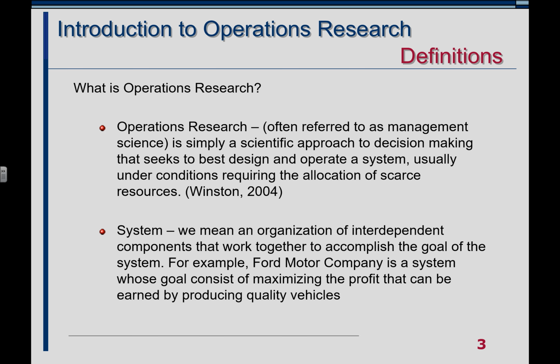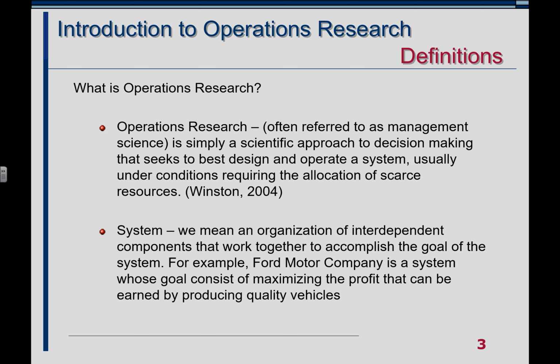If your resources aren't scarce, then usually it's pretty easy to work within a system. If you have all the equipment you need, all the resources you need, all the time you need, all the people, that sort of thing, it's usually not that big of a deal. When we say system, we mean an organization of interdependent components that work together to accomplish the goal of the system. So, for example, Ford Motor Company is a system whose goal consists of maximizing the profit that can be earned by producing quality vehicles.